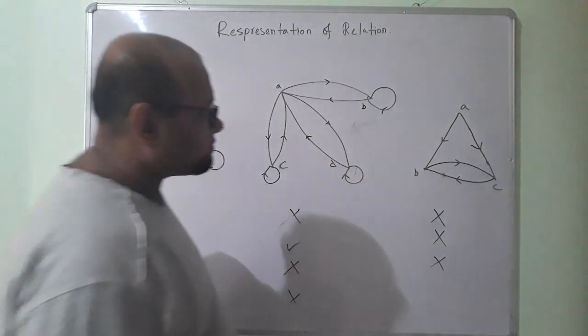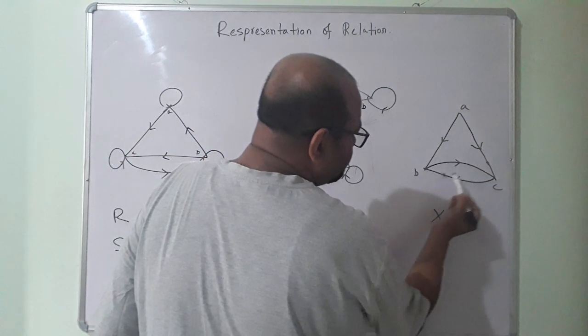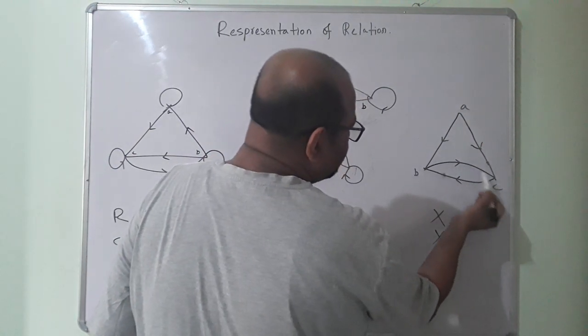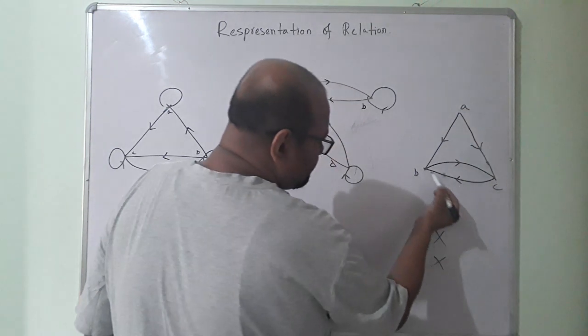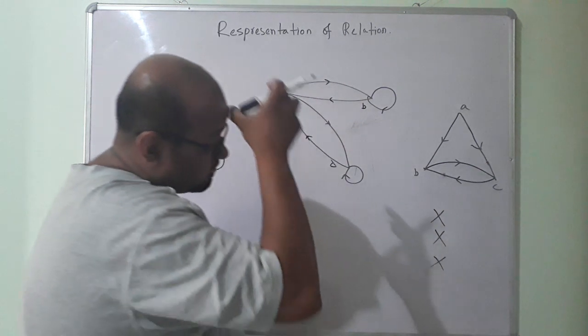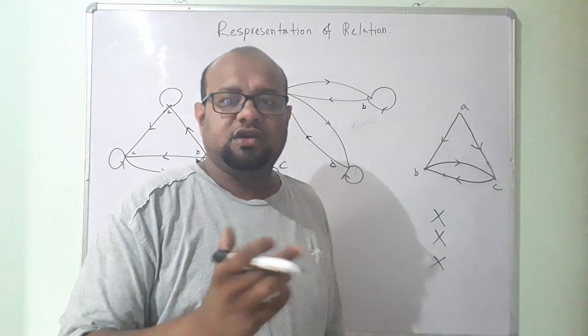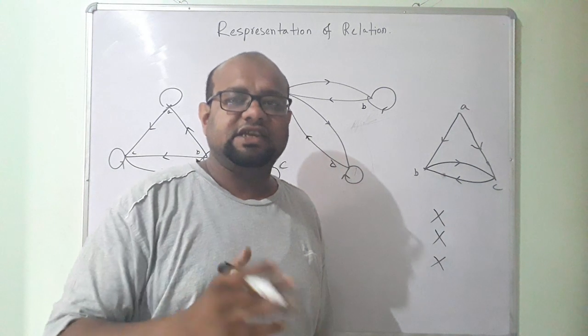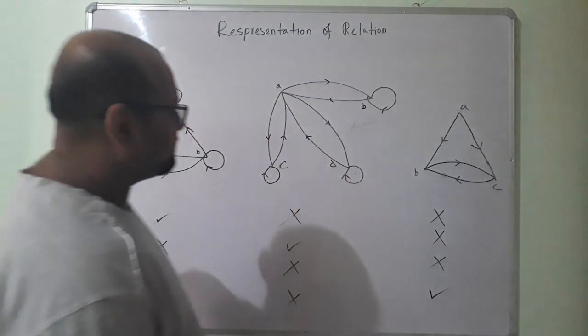Alright. Now let us talk about this. AB is here, BC is here, okay, and AC is there. AC is there, CB is there, AB is there. Alright. So every pair that we have of this form, XY and YZ, we have seen that XZ is there. So because of that we know this is transitive.